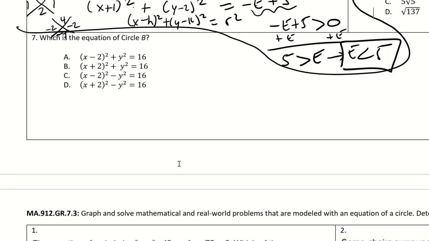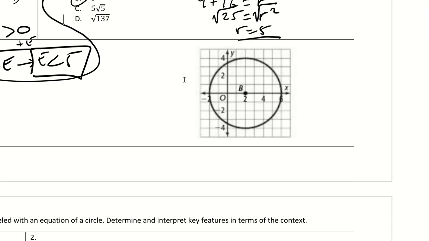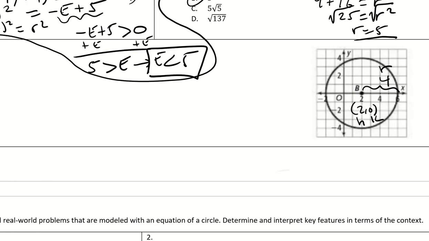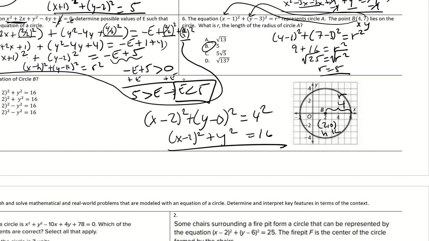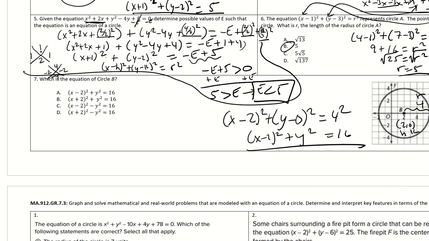All right, so number 7, which is the equation of circle B? All right, well, what's the radius of this? 1, 2, 3, 4, the radius is 4. Where's the center? Well, the center is here, it's 2, 0. So this is h, this is k, this is my r. So we just have to plug it into the equation. x minus h squared plus y minus k squared equals r squared. And 4 squared is 16. And then the 0 doesn't do anything, so we can just ignore it. And that's our answer. x minus 2 squared plus y squared equals 16. So A.